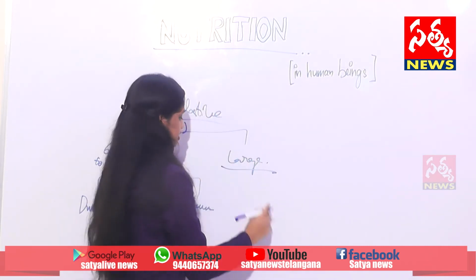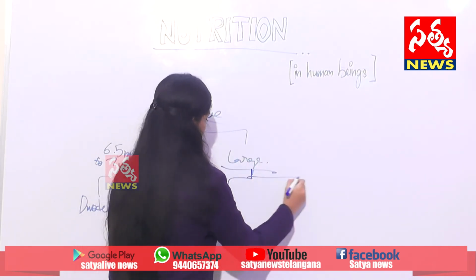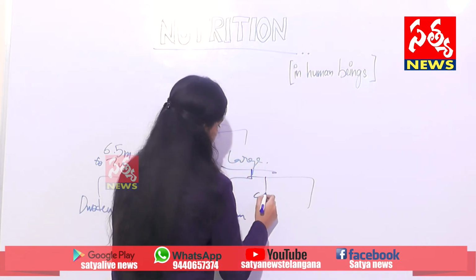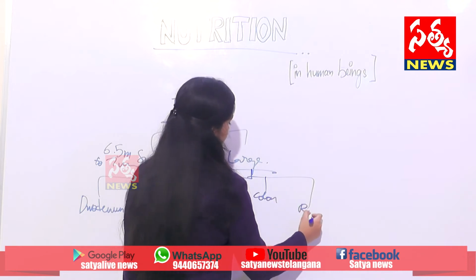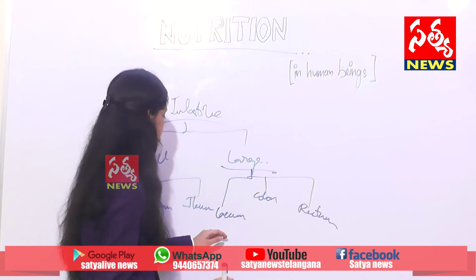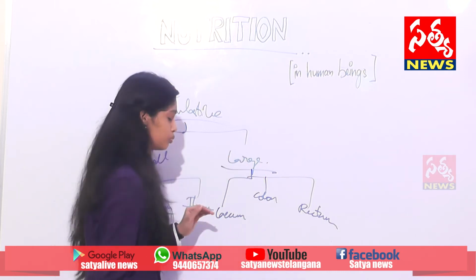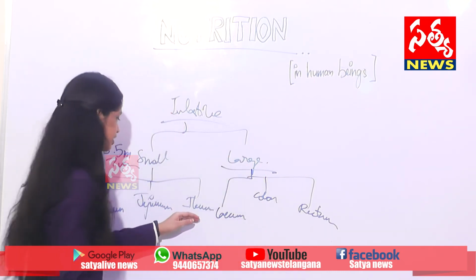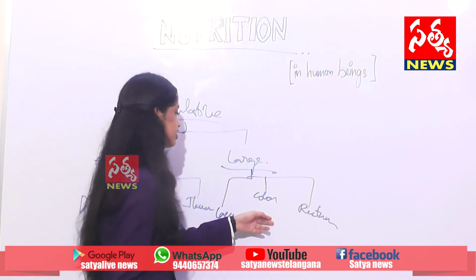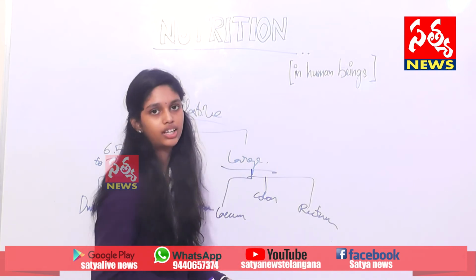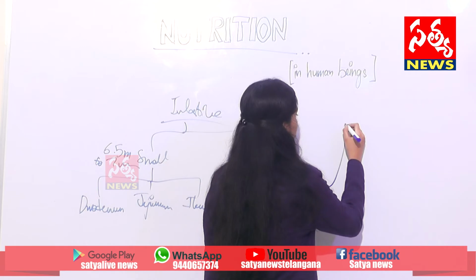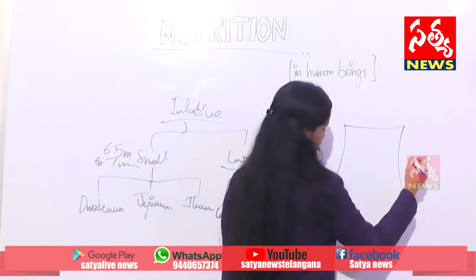This large intestine is again divided into 3 parts: cecum, colon and rectum. This cecum is a small blind sac into which the end of the ileum opens. Then the colon has the transverse colon, ascending colon and descending colon. This is the ascending colon, the transverse colon and the descending colon.